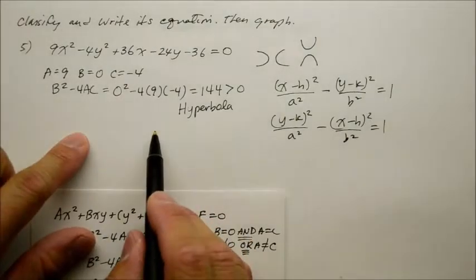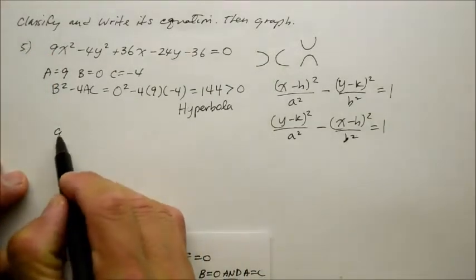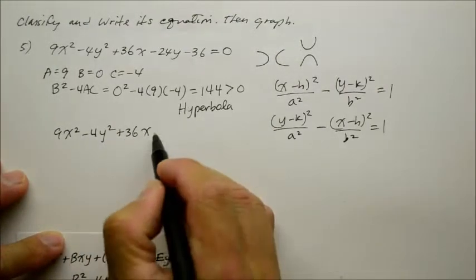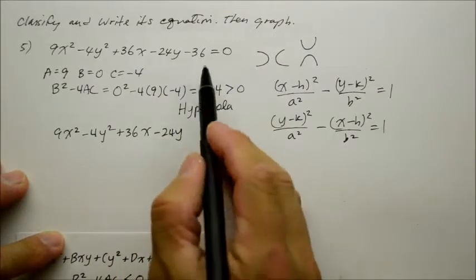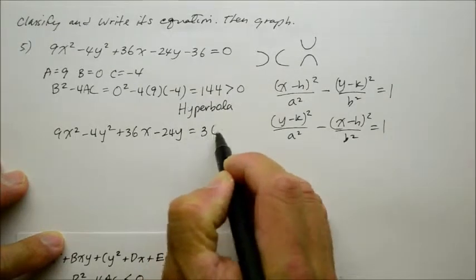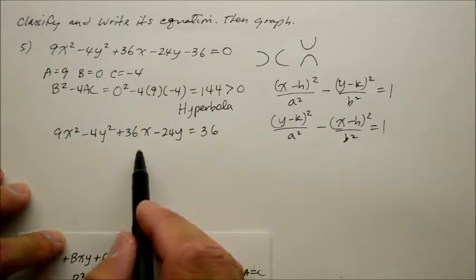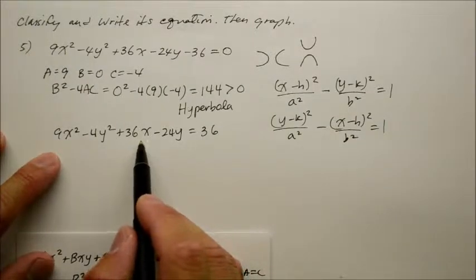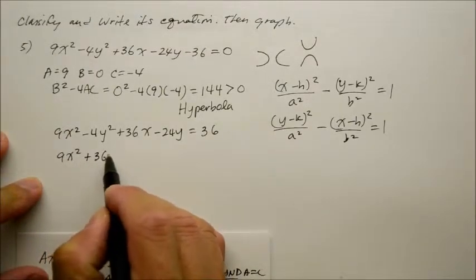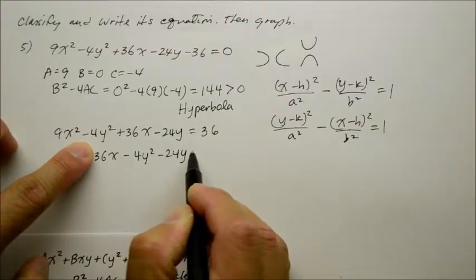So we have to figure out what this is going to turn out to be by using the complete the square method. So let's write this: 9x squared minus 4y squared plus 36x minus 24y, and let's go ahead and get rid of the constant negative 36 by adding 36 to both sides. So equals 36. Now let's group them. Let's put the x's together. 9x squared plus 36x, minus the y's now. 4y squared minus 24y is equal to 36.